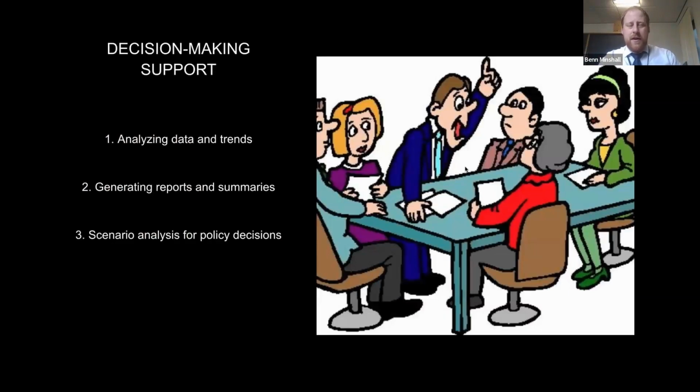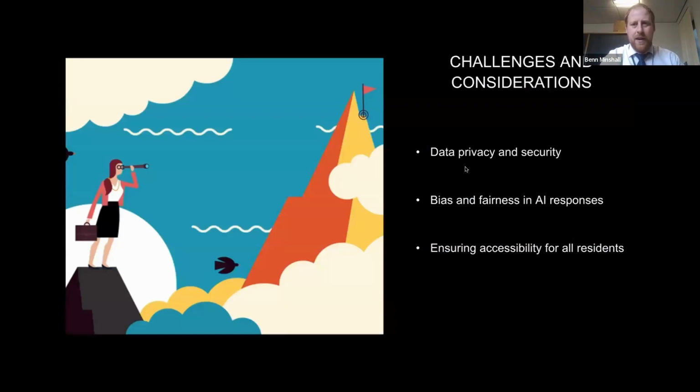Decision-making. This was a key one that John and I discussed. Analysing data and trends, for example, if you do a public consultation, you can input the results into ChatGPT. It will collate the results for you to save you from having to do it. And then you can generate the reports and summaries that you need to give to your members to help them make those decisions when they come up in meetings.